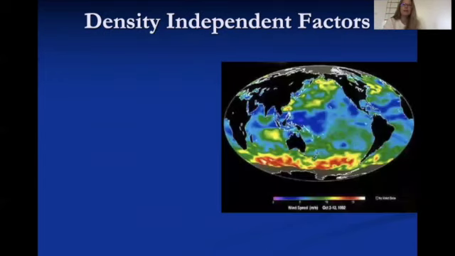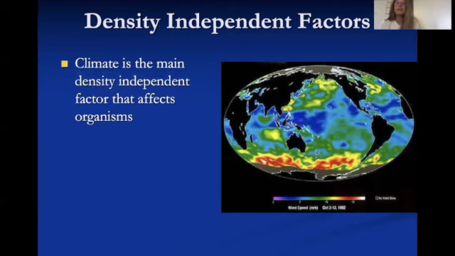All right, density independent factors. These are the things that are going to kill you regardless of how many individuals are in your population. Climate is our main density independent factor. If we have a sudden freeze, right? Like all of a sudden we hit 32 degrees and it starts snowing and it snows for a week. Does it matter how many lizards are in Mission Viejo? No, they're all going to freeze to death. So climate is a huge density independent factor. It doesn't matter how many individuals are in the population, they're all going to be equally affected.